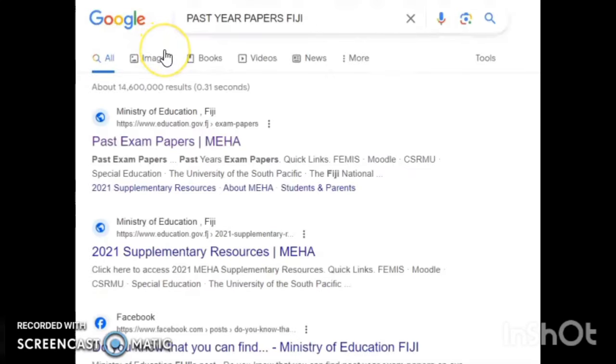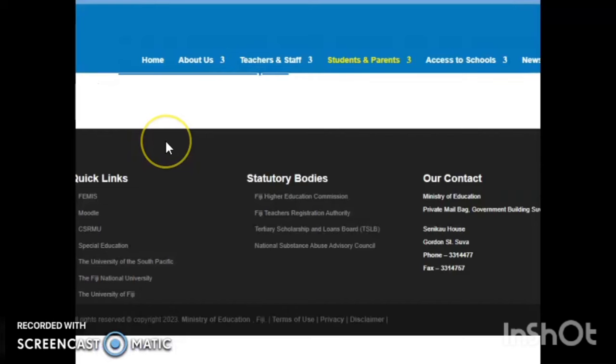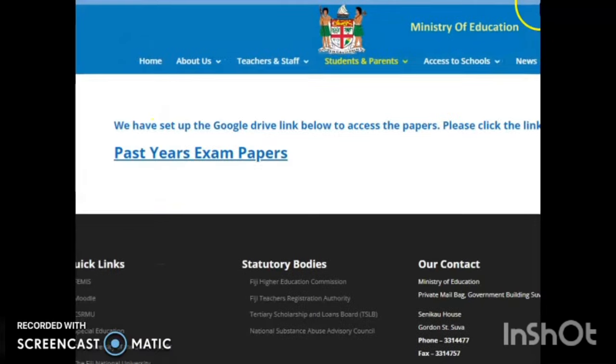Students, I didn't think just to pull up one paper from my USB on the past year papers. So for those of you who not only need past year papers for English, but for all your other subjects that you'll be sitting for, just search on your normal search engine, Google past year papers Fiji, and then go to the first option that is given. So past exam papers, MEHA, which is Ministry of Education, Heritage and Arts. Click on it. And then it comes to this page.